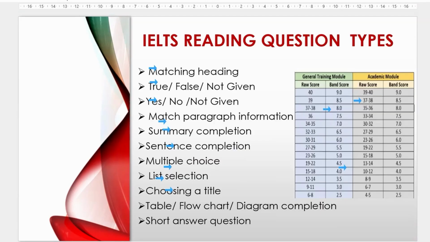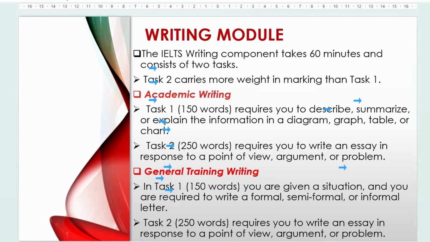Now I'm going to talk about the writing part. IELTS writing contains two types of tasks. One is task 1, another is task 2. As I discussed in the previous slide, task 1 needs to be written with a minimum of 150 words and a maximum of 180 words. What if we go for task 2? Task 2 is essay writing that goes for a minimum of 250 words and a maximum of 280 words.